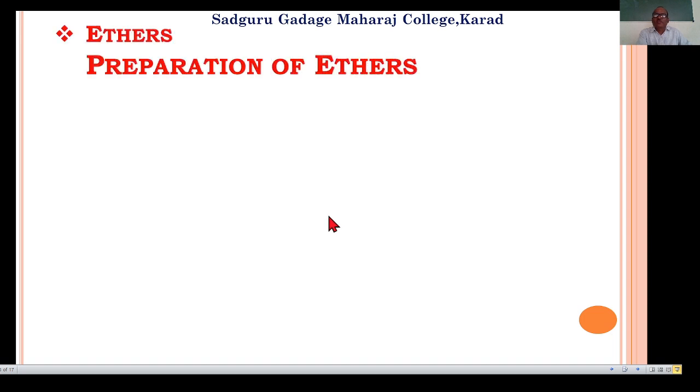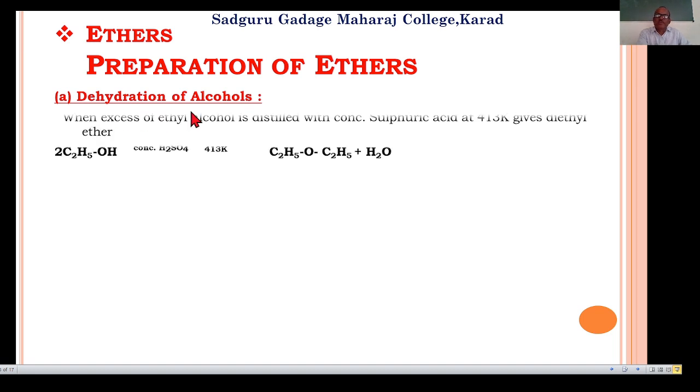Then we have to learn preparation of ethers, preparation methods for ethers. So the first method is dehydration of alcohols. What is dehydration? Removal of H2O from alcohol is called dehydration. When excess of ethyl alcohol is distilled with concentrated sulfuric acid, here the temperature is important, that is 413 Kelvin, then the product is diethyl ether.